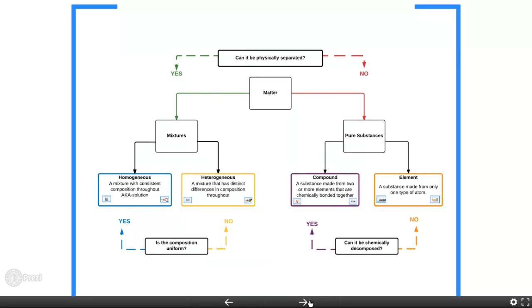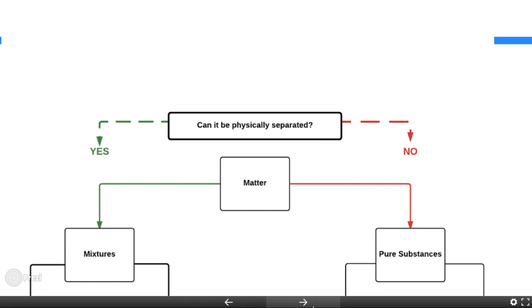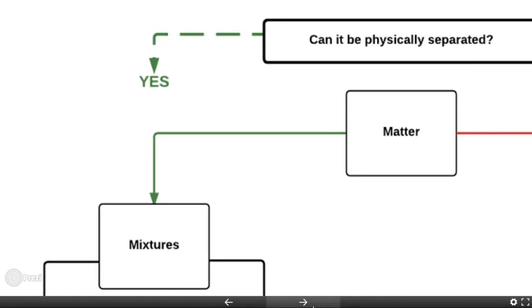So if we look at matter, the big thing is, can it be physically separated or not? So there are mixtures and then there are pure substances. And then from there, we can break things down additionally. So let's take a look at the side that is, yes, it can be physically separated. So what does that mean? That means it has a physical separation method, that we are not doing anything to the atoms themselves. We are just simply separating the mixture apart, into smaller, more pure substances, but again, not that pure all around.